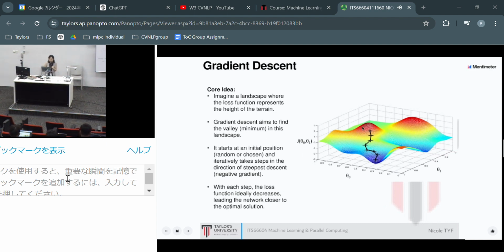And this minimum point is the point that we want to get to for every single step of weight adjustment. With every single step, the loss function ideally decreases, leading the network closer to the optimal solution. Okay, so now this is the idea of gradient descent.